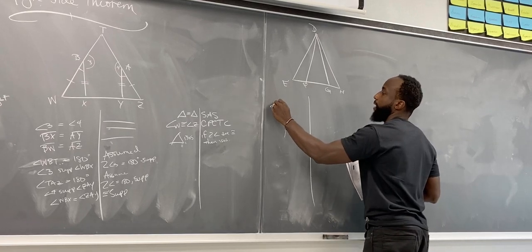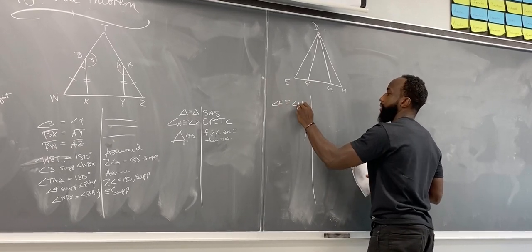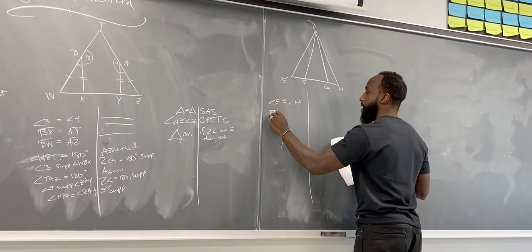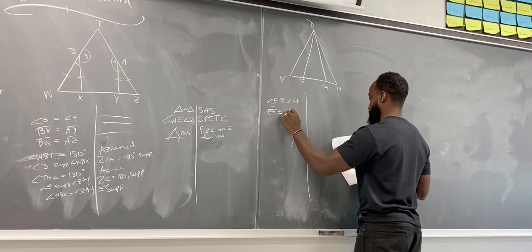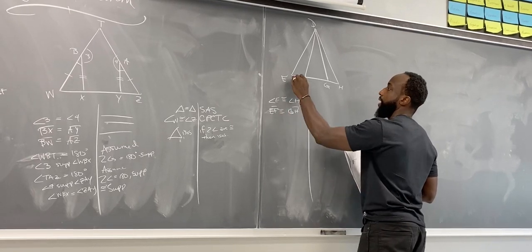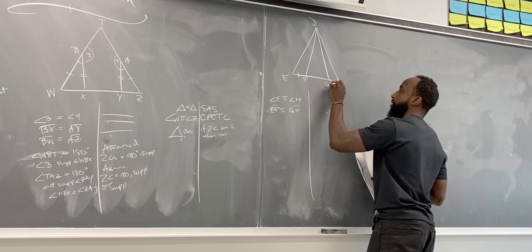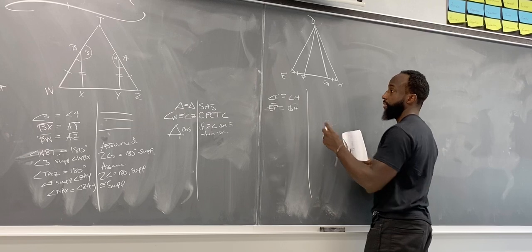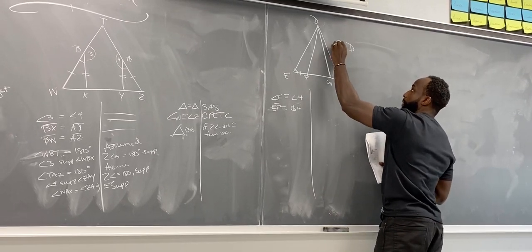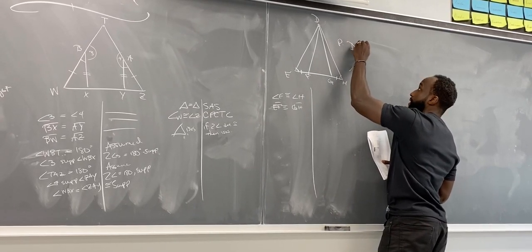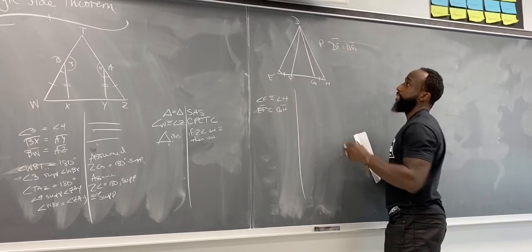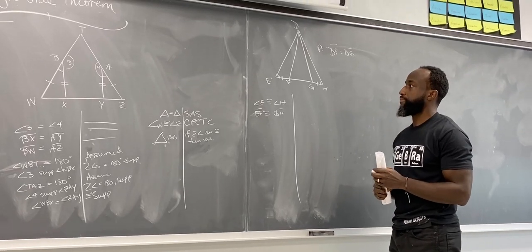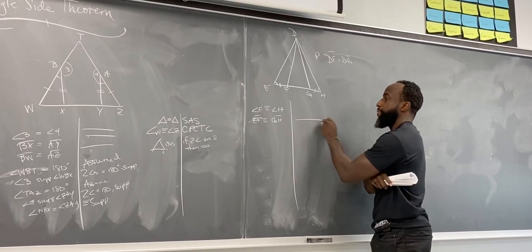They said angle E is congruent to angle H. They said segment EF is congruent to segment GH. So EF is congruent to GH. That's congruent as well. They want you to prove that DF is congruent to DG. Okay? This is given.